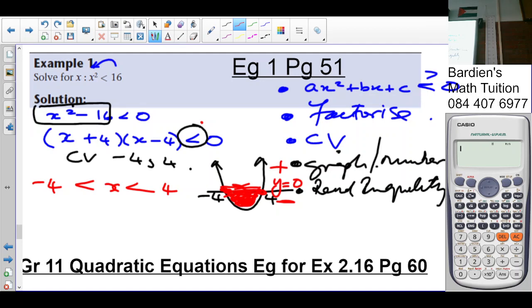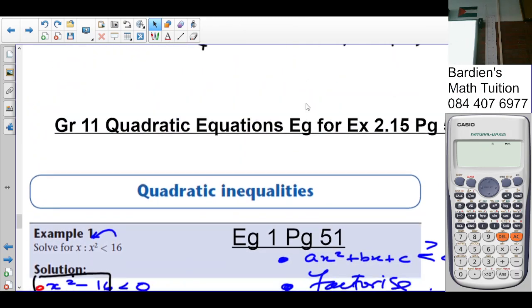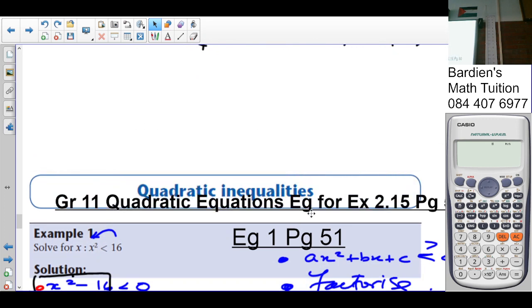You want me to show you the other method? If you want, you could use the formula there, and then you will go straight into the critical values. Okay? If you can't factorize, good reminder there for us. Just looking at that sum quickly.